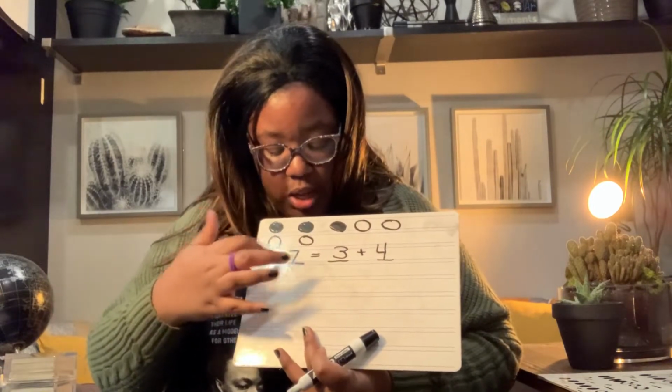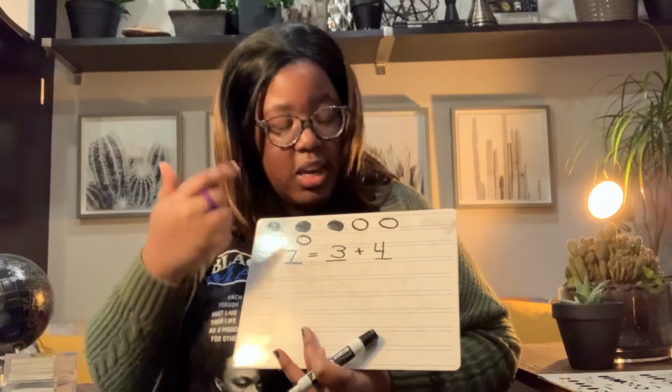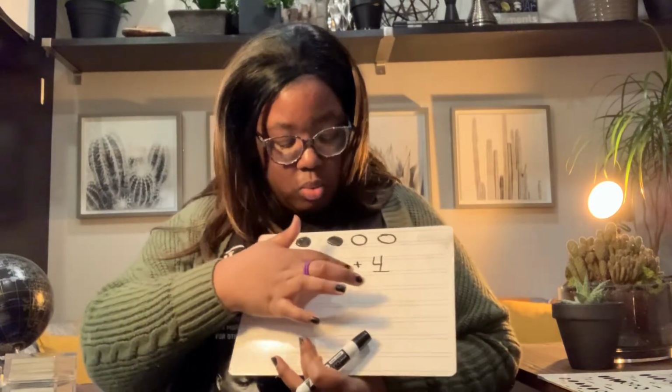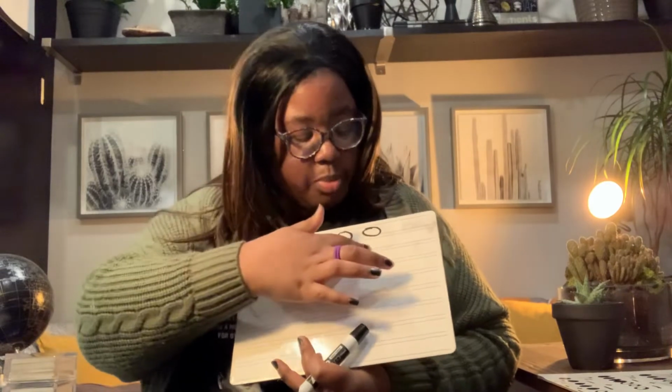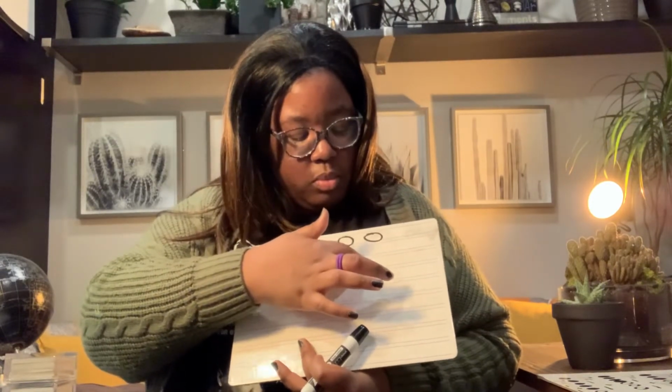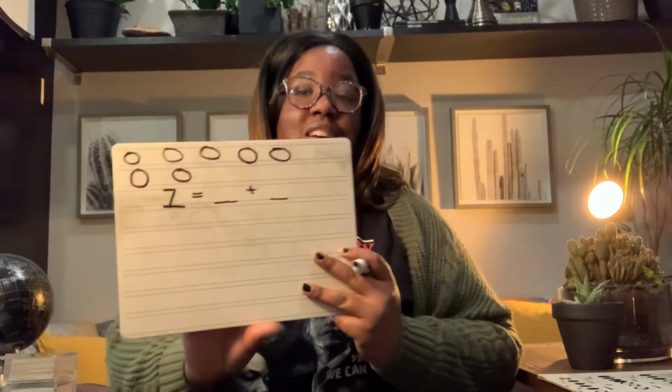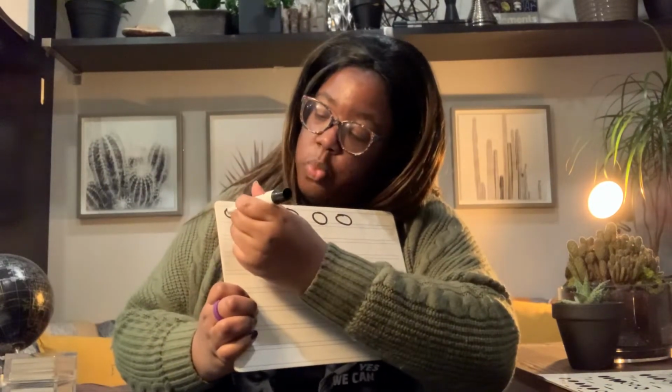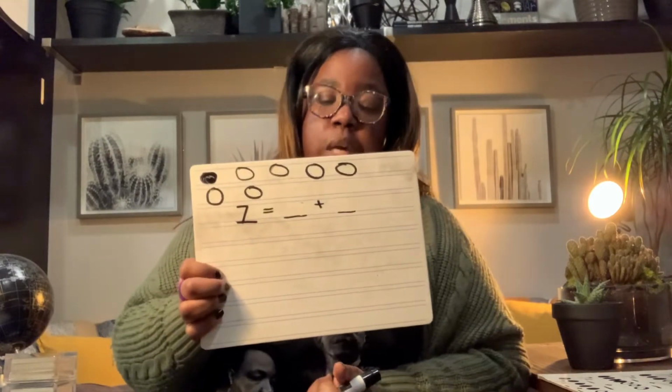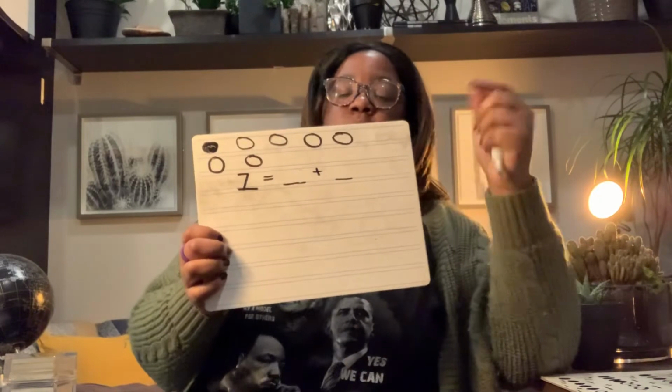Let's see if we can do another one. Our whole stays 7. So you can erase your parts or you can write a new number sentence if you're writing on paper. All right, there are still 7 balls on the playground and some of them got muddy. So we already did 3 plus 4. Let's come up with another idea. What if I colored in 1? What if only 1 ball got muddy? What do you think our 2 groups would be?